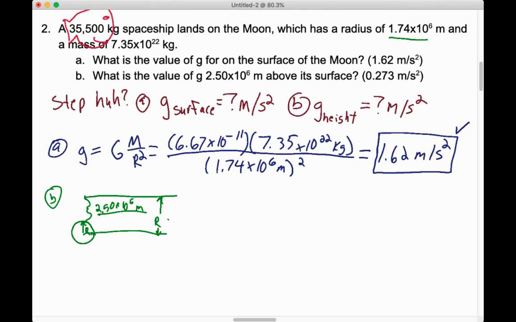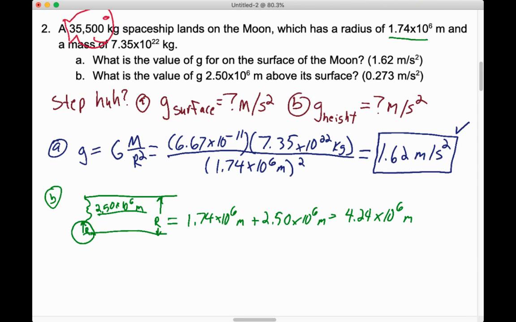Anyhow, this R here is first the radius of the moon, 1.74 times 10 to the 6 meters, plus the height we are above the surface, 2.50 times 10 to the 6 meters. If you do all that, what do you get? You get 4.24 times 10 to the 6 meters. So we'll need that number.